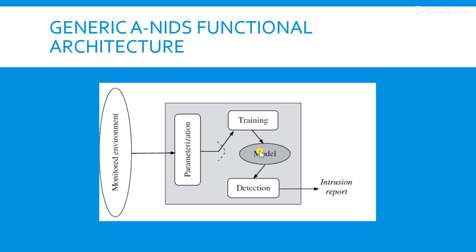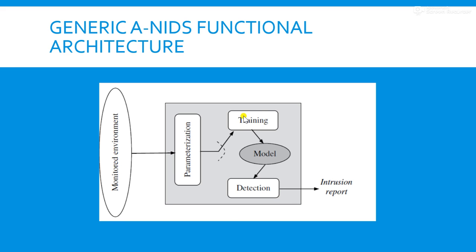And then we have the detection stage. Once the model of the system is built, it is compared with observed traffic. All the traffic in the network is monitored against this model, and if any deviation is found, then the detection stage will generate an alarm that this is a suspicious activity, so it should be reported as an intrusion report to the administrator.